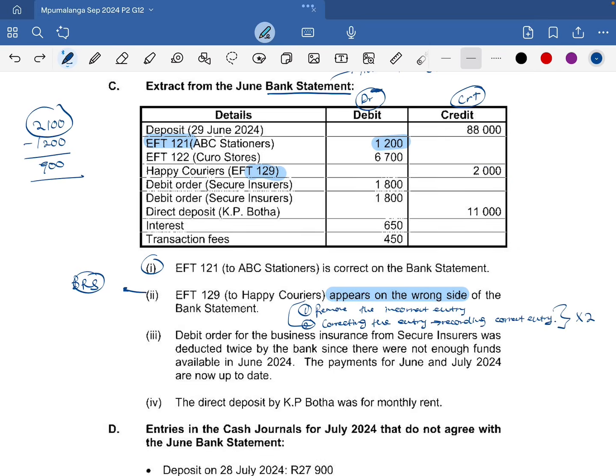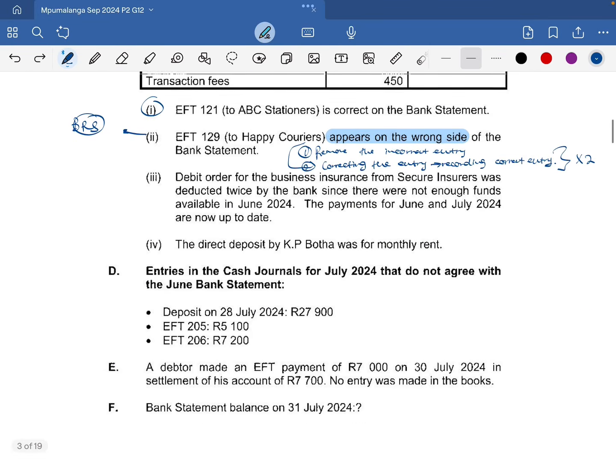Okay, then now the third one says debit order for the business insurance from secure insurers was deducted twice by the bank since there was not enough funds available in June 2024. So the payments for June and July 2024 are now up to date. Okay, so here there's no error. They actually were supposed to deduct twice because we didn't pay insurance in June.